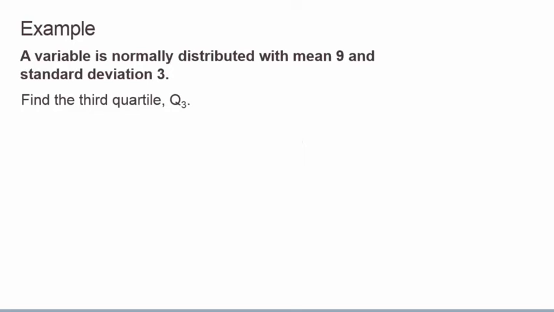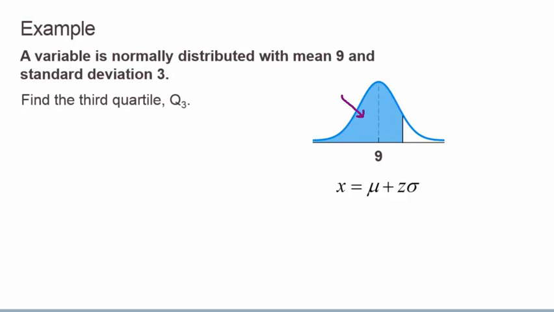Example: a variable is normally distributed with mean 9 and standard deviation 3. Find the third quartile Q3. We have the same mean and standard deviation as the previous example. We also want to use the same formula. This time, when they tell us we have the third quartile, that means our area under the curve is going to be 75% of the data, which means that A equals 0.75.